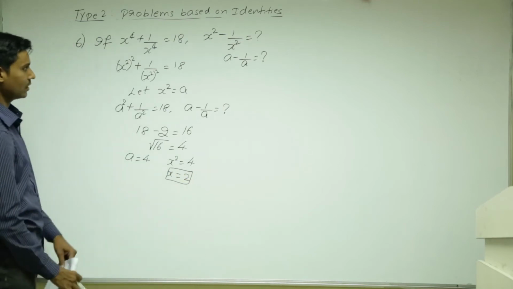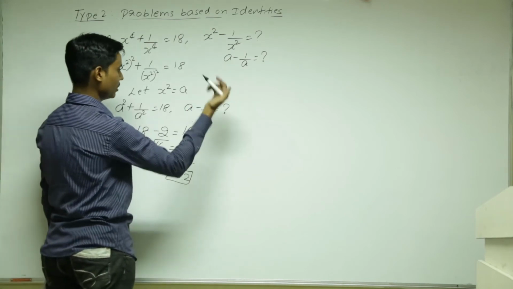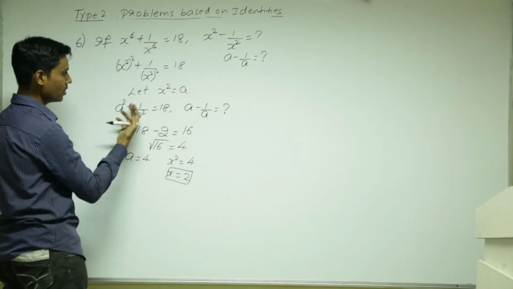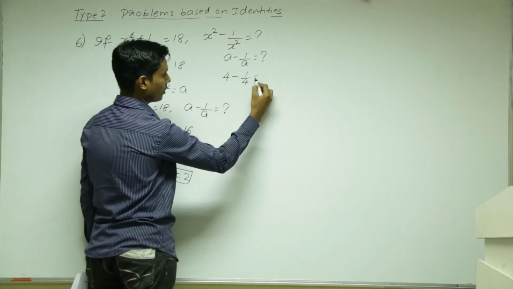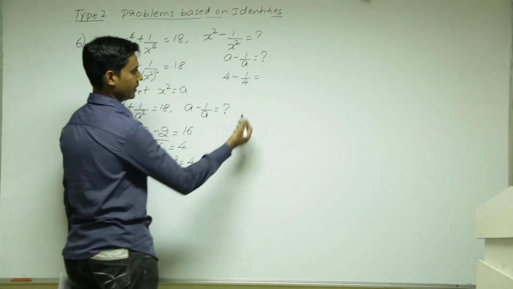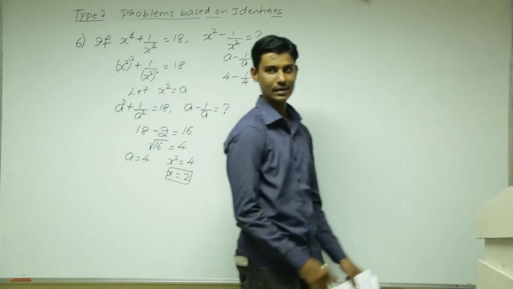Or in other words, they are telling, okay, a value is what you want. Substitute here. You need not do all these things also. A value is nothing but 4. It is 4 minus 1 by 4. 4 minus 1 by 4 is 15 by 4. Answer should be 15 by 4. Clear? Clear.